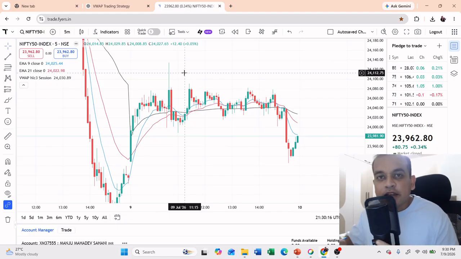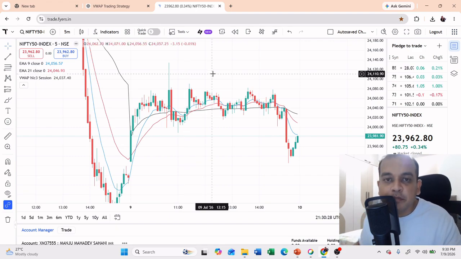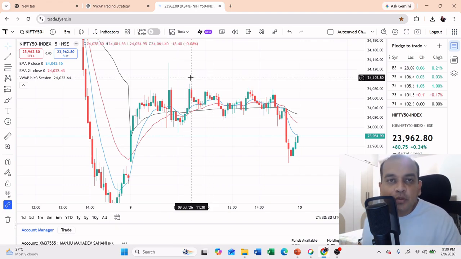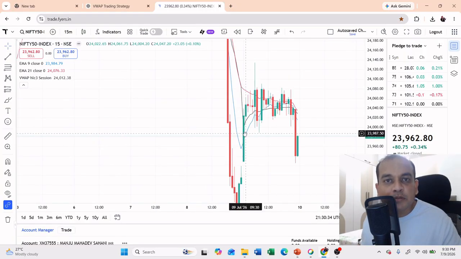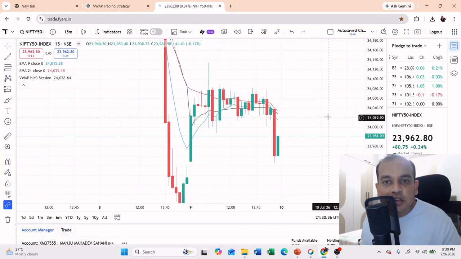Now let us understand how to use this volume weighted average price on TradingView. This is the TradingView application that you are able to see, and this is a 5-minute candle. If you want to change it to a 15-minute candle, we could do so, so that the signals become less and the false signals also reduce.